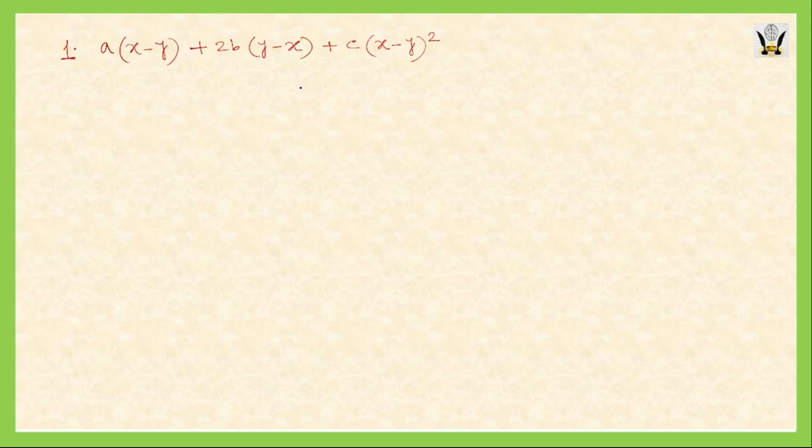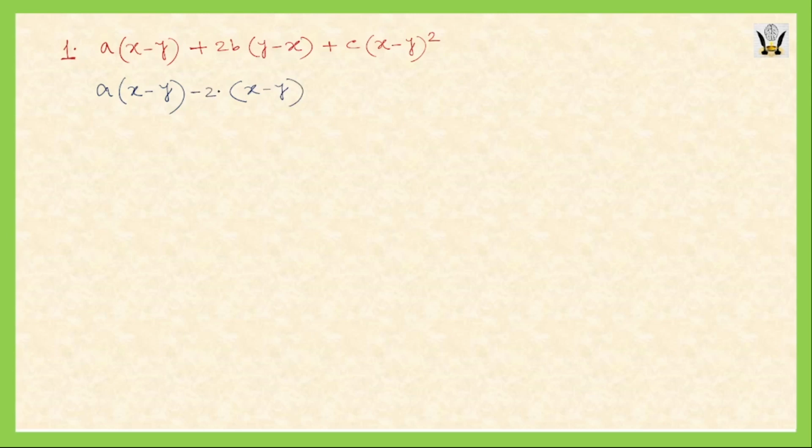Now in this algebraic expression we have three terms, and in every term, as we can see, there is a difference of x and y variable. So the first term is a, multiplied by this binomial, and the second term is written as y minus x, this binomial. If we take minus 1 common, then this binomial will be x minus y.